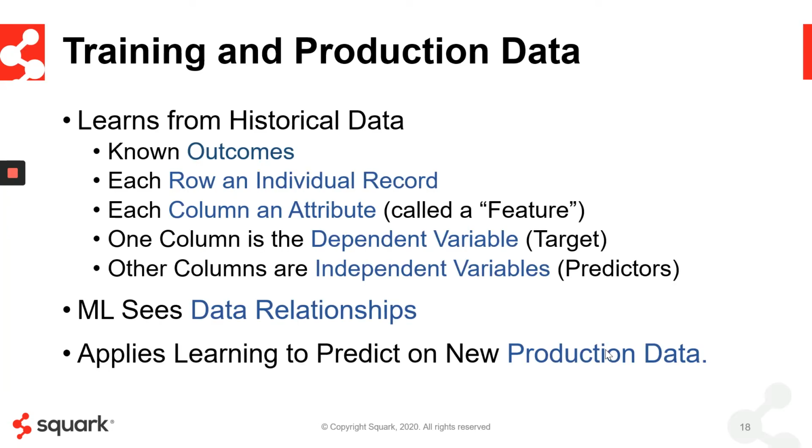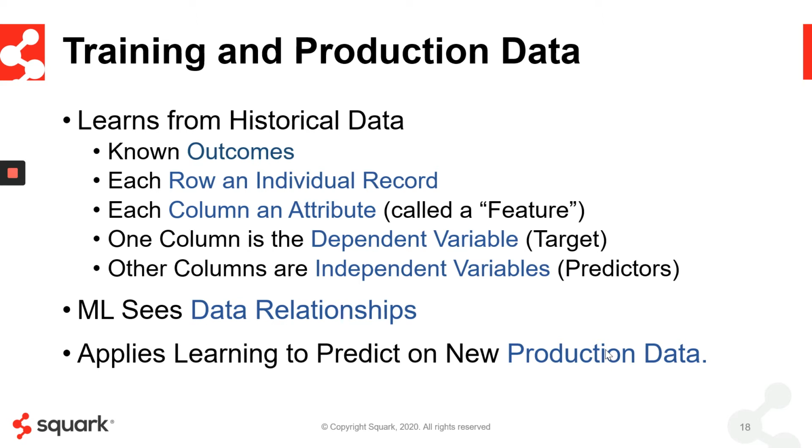Squark uses training and production data. These are the two files that you upload into Squark in a project when you create predictions. Since Squark is supervised machine learning, we learn from your training data, and we iterate a series of models to surface the best one for your data dynamically. And then we use that best model to apply to your production data.